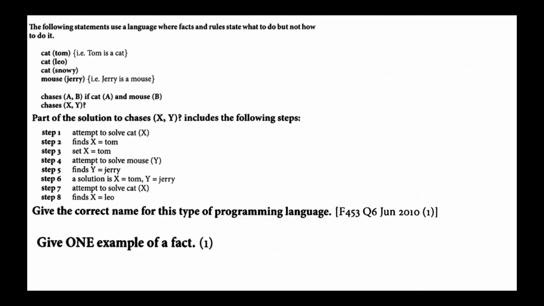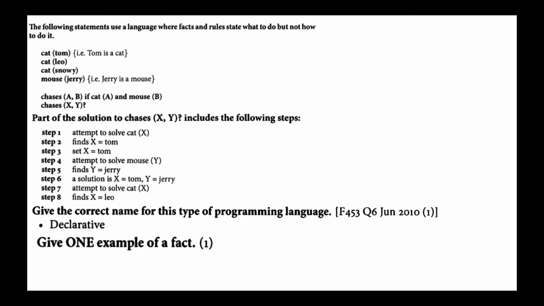The following statement uses a language where facts and rules state what to do, but not how to do it. So, Tom is a cat, Leo is a cat, Snow is a cat, then Jerry is a mouse. Something chases, so A chases B. If A is a cat and B is a mouse, then chases A, B. Then you've got to find out who chases X and Y. So part of the solution: give the correct name for this type of programming language.